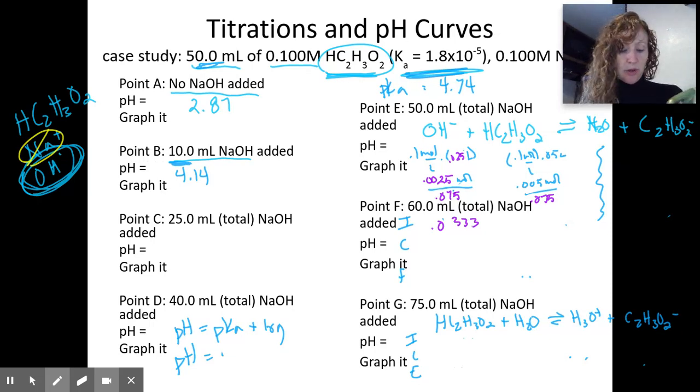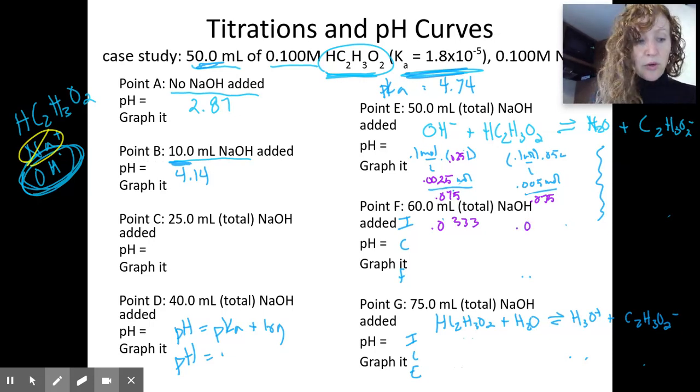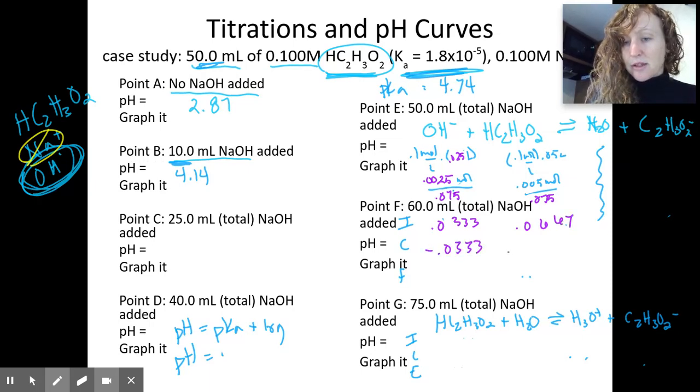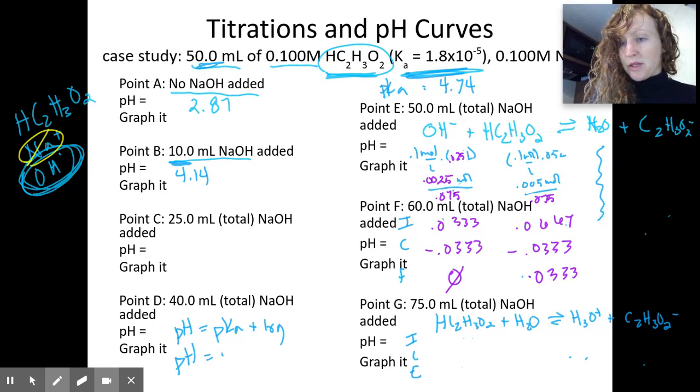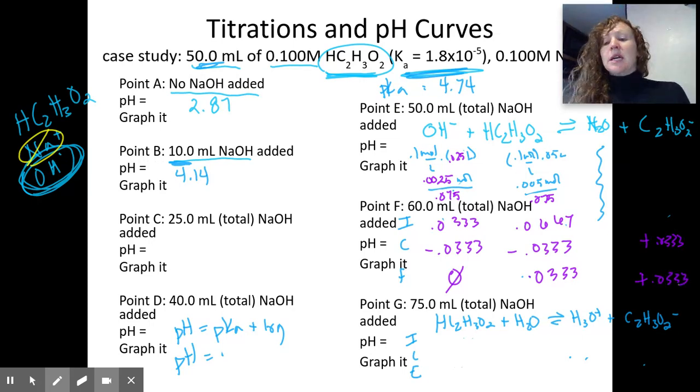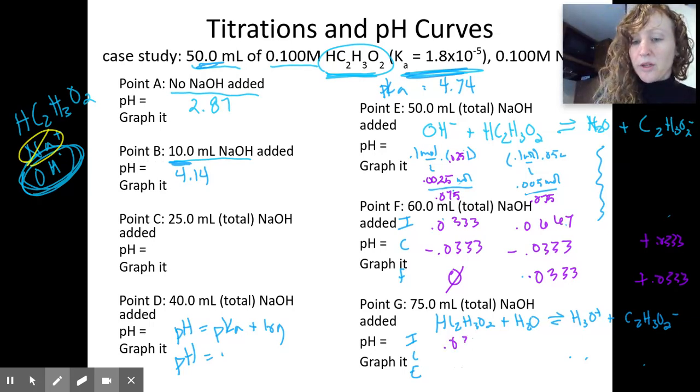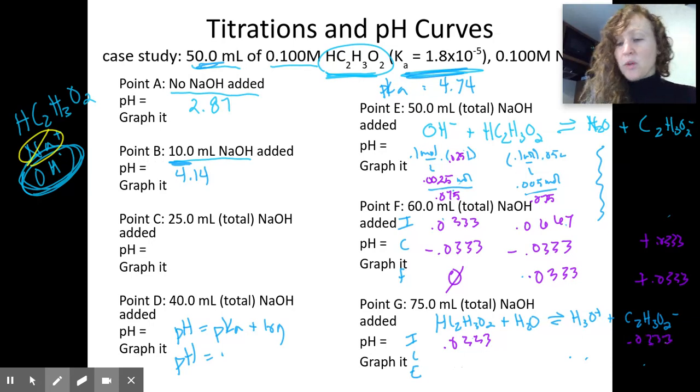0.005 divided by 0.075 is 0.0667. So my base is still the least that I have. I have none of my base left. And this is going to be the same. 0.0333 plus 0.0333 plus 0.0333. Okay, so I added a little bit of base. The base drove the reaction to completion. And now my weak acid, weak base are going to swing back to equilibrium. 0.0333, 0.0333. You can use the ice chart at this point in time.